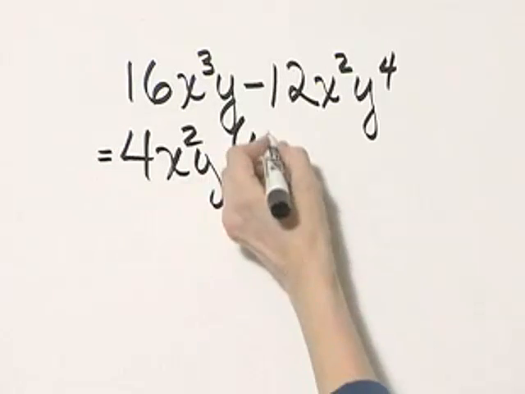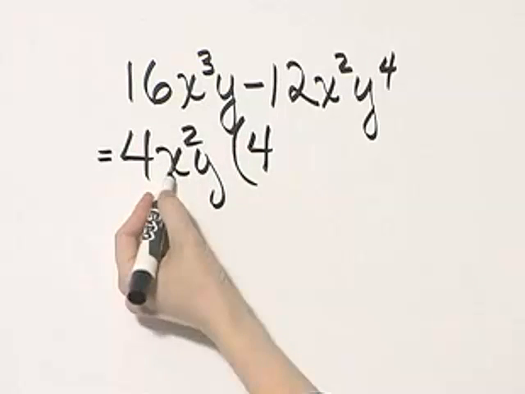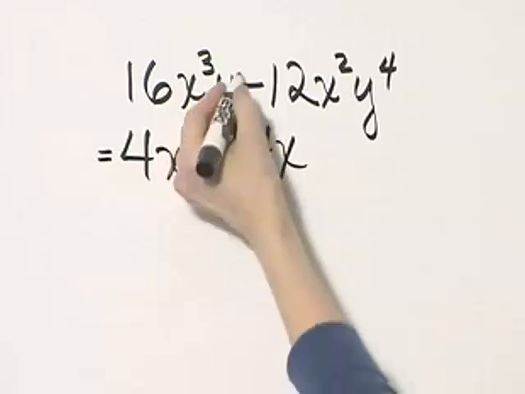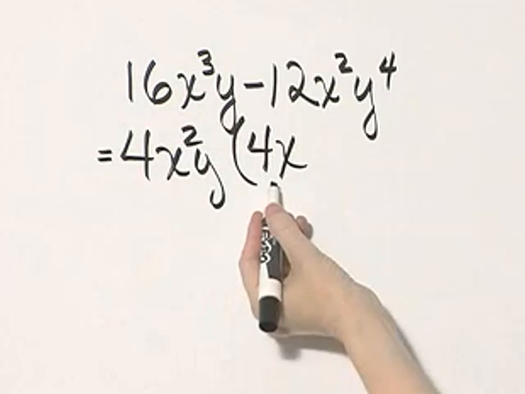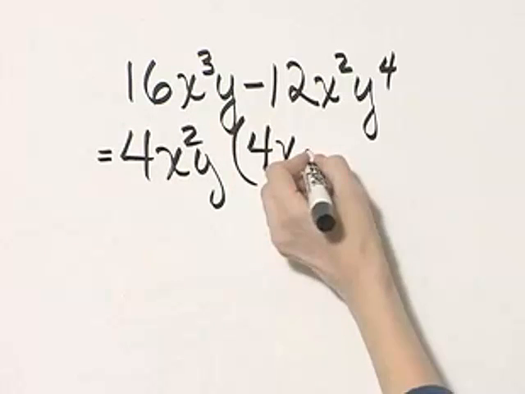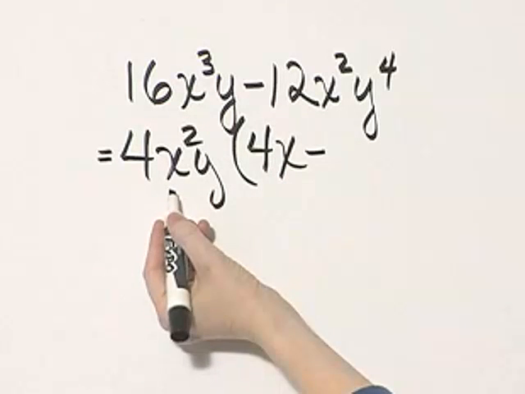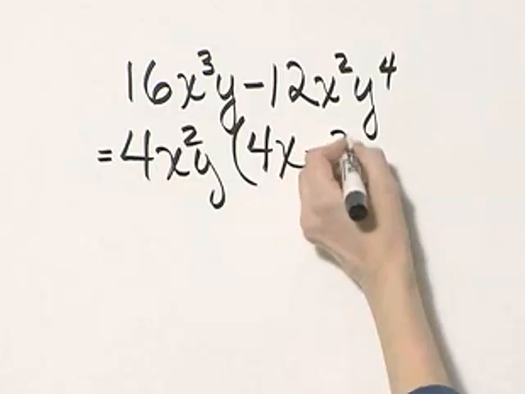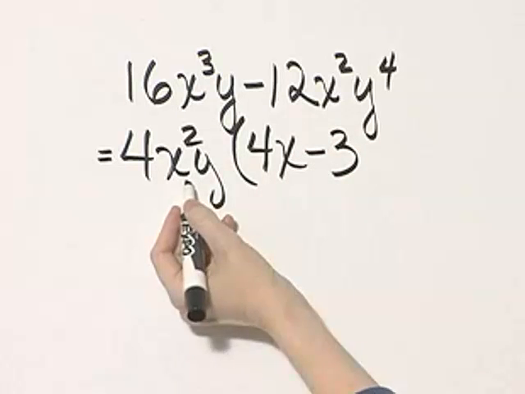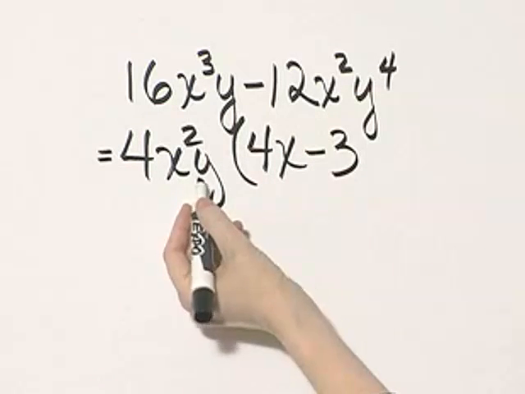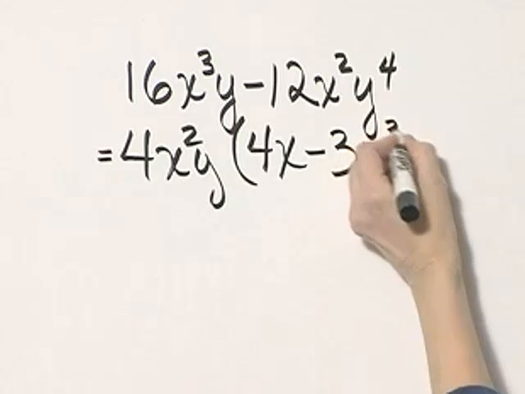16 divided by 4 is 4, x cubed divided by x squared is x, and the y's divide out, and I'm left with 4x. Minus, what is this divided by that? Well, 12 divided by 4 is 3. The x squareds divide out, and y to the 4th divided by y is y cubed.